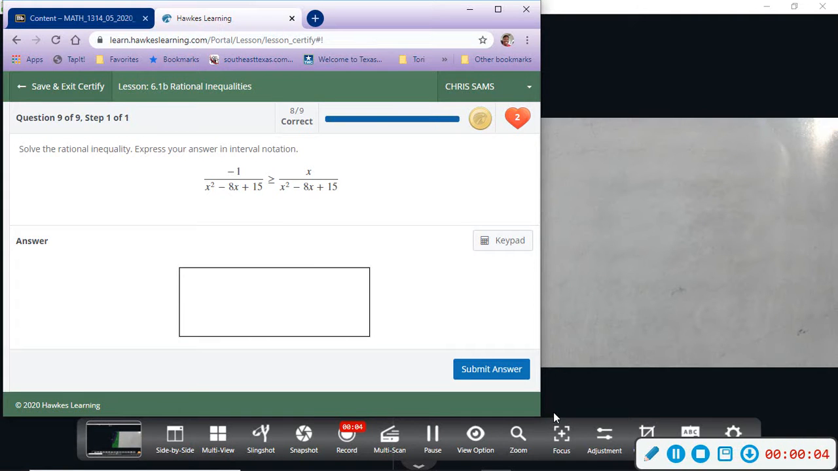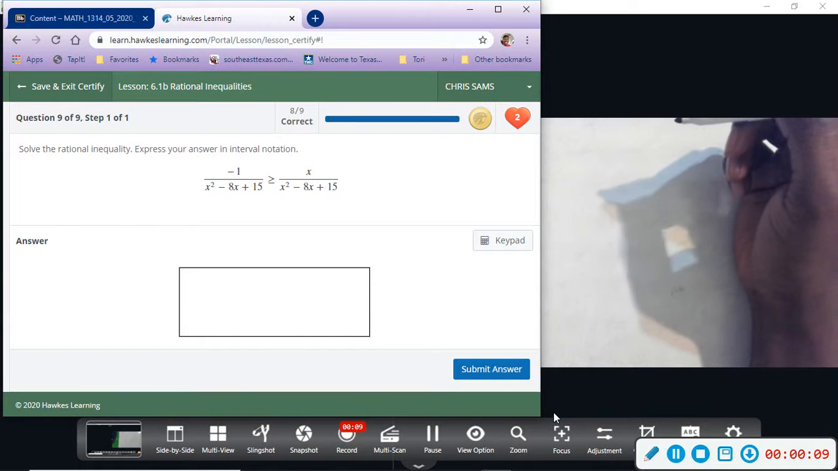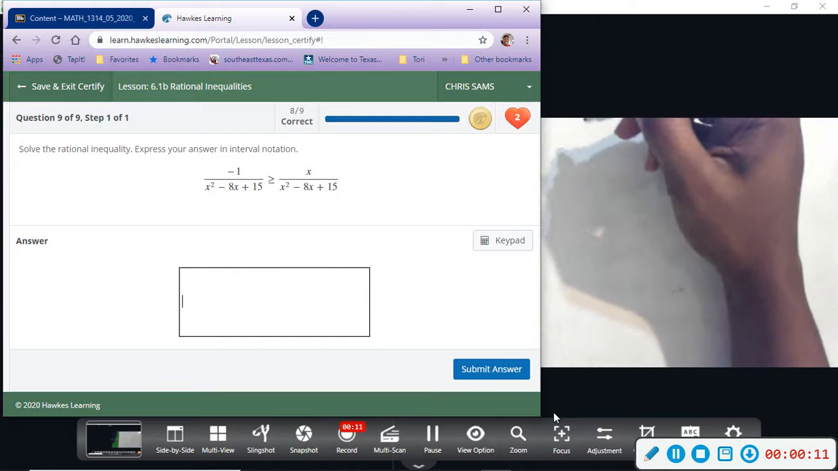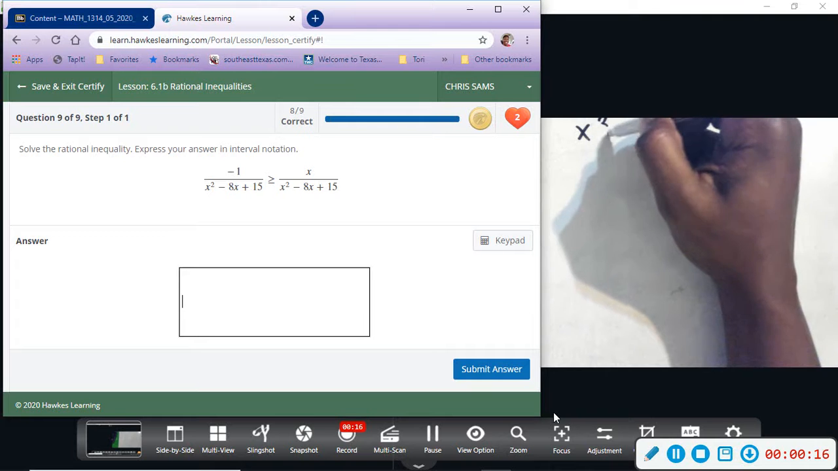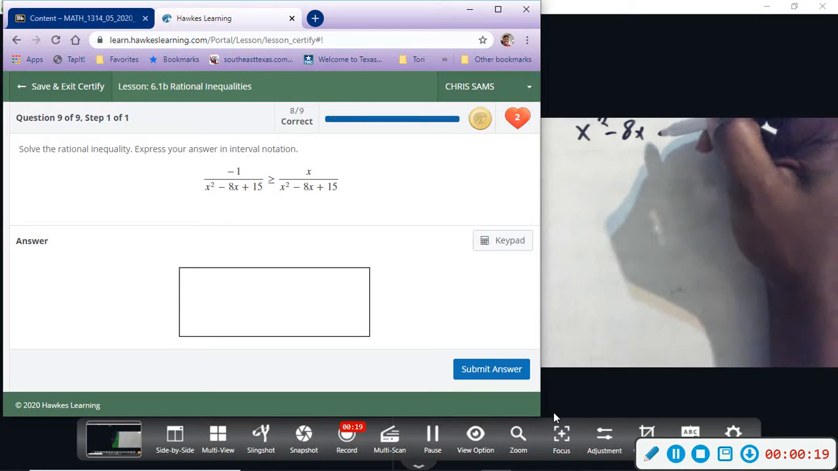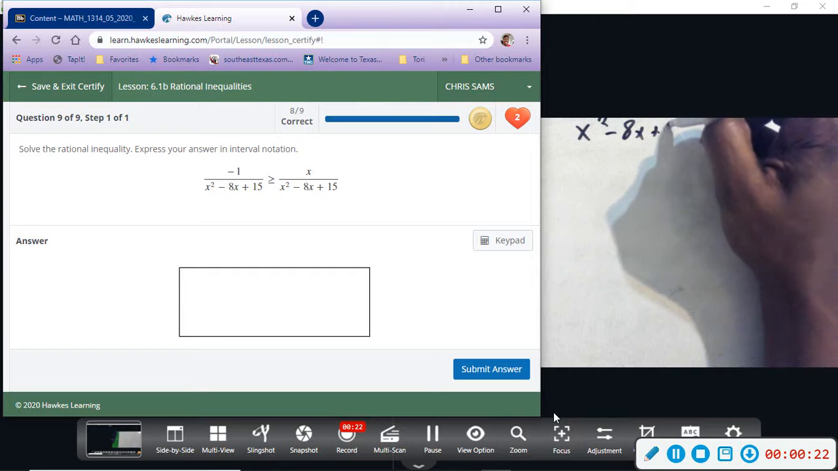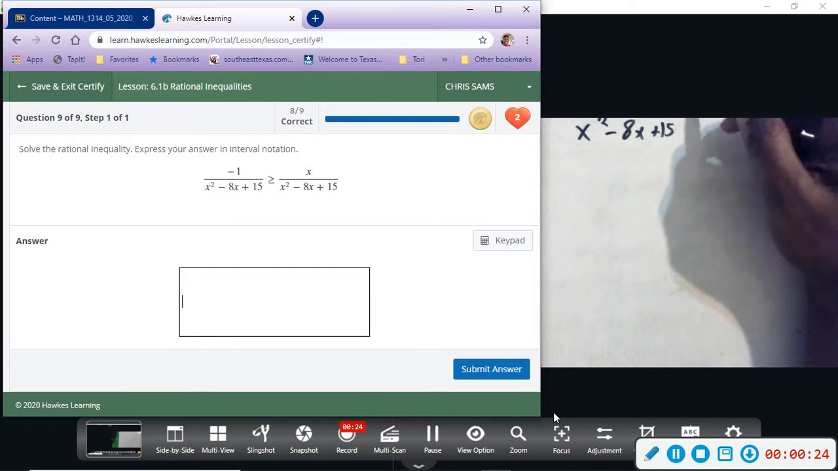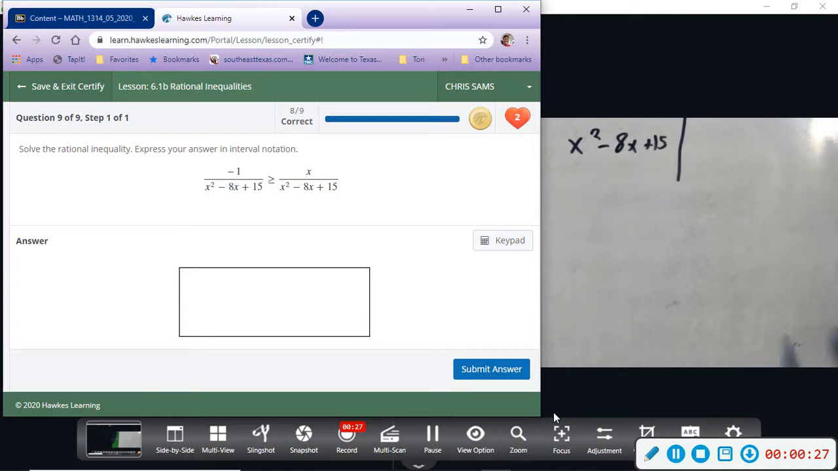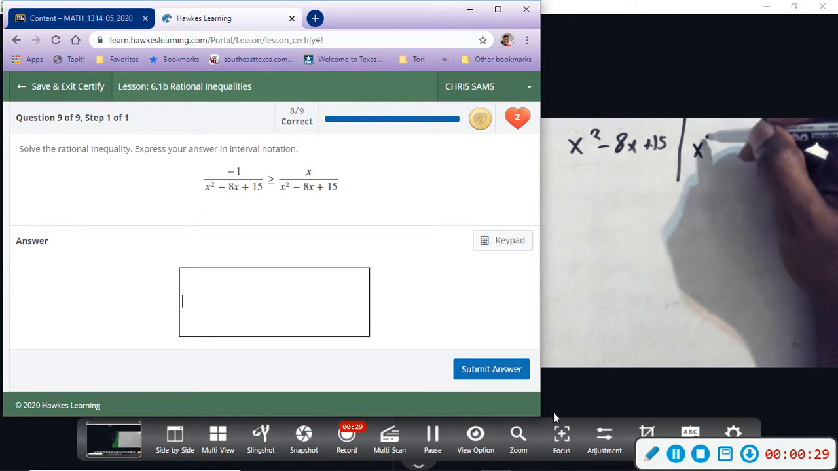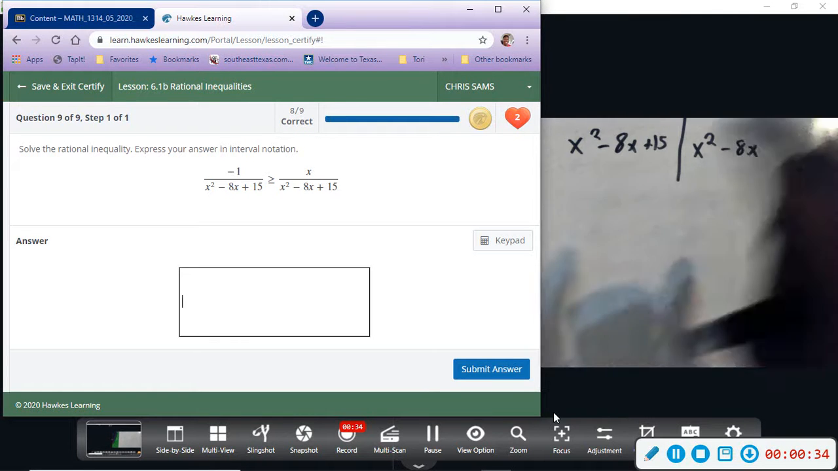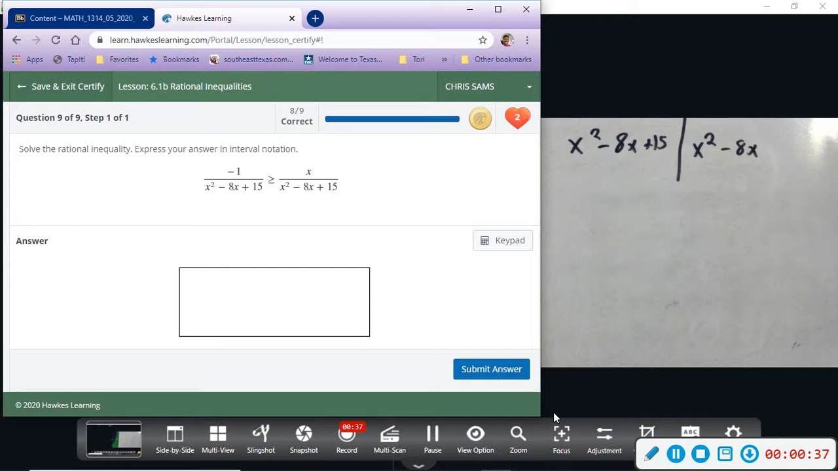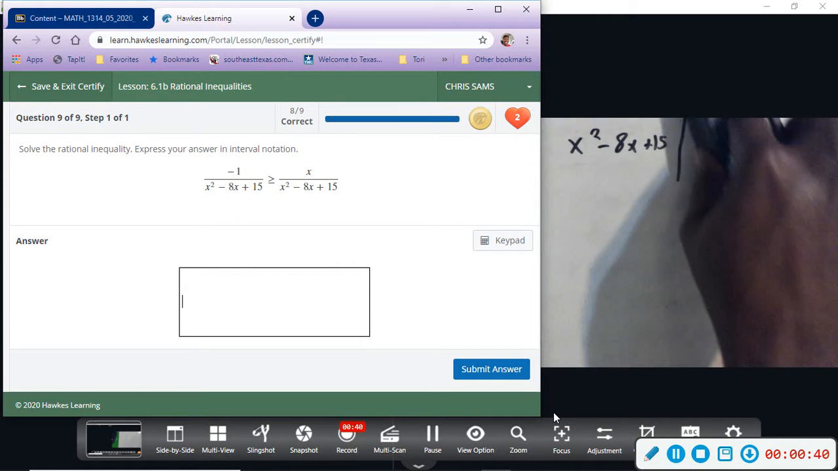All right, number 9. This one, we want to factor both sides before. Okay, so I'm just going to write the denominators down. And then I'm going to factor each of these separately before moving on to the second part. Well, actually, I'm sorry. They're the same. So I just need to factor one just to see what's on the bottom.